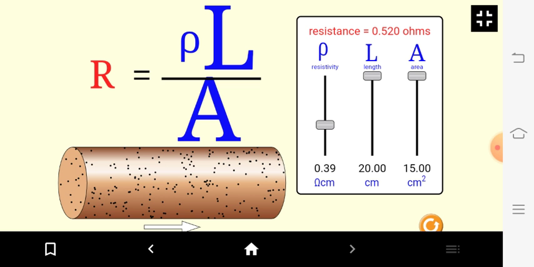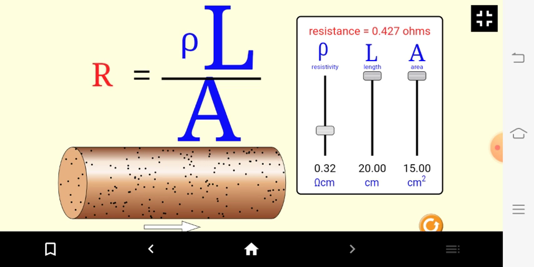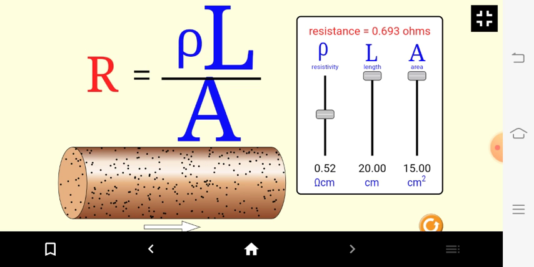The fourth factor is material. Obviously, for different materials resistance will be different, but there is one thing which generally remains constant, and that is resistivity over here. Resistivity is a constant; we call it specific resistance or resistivity.